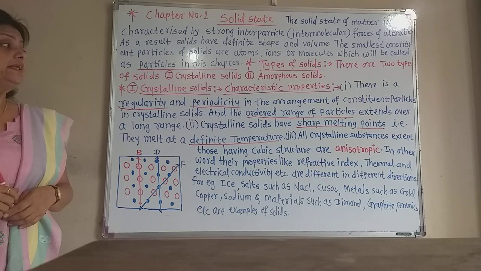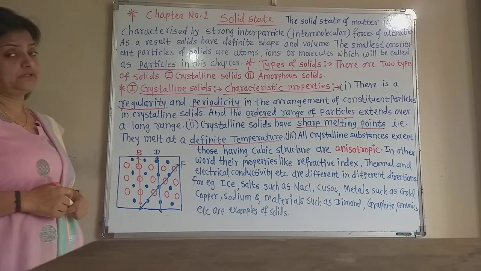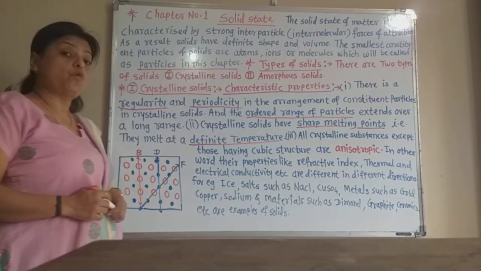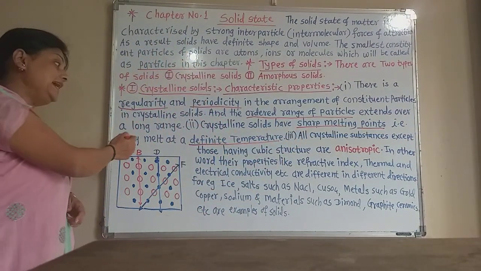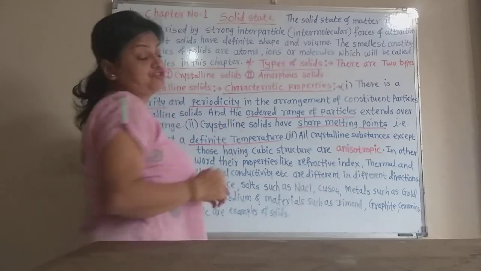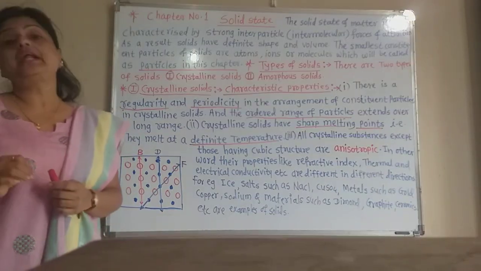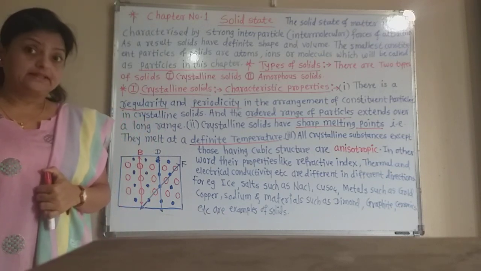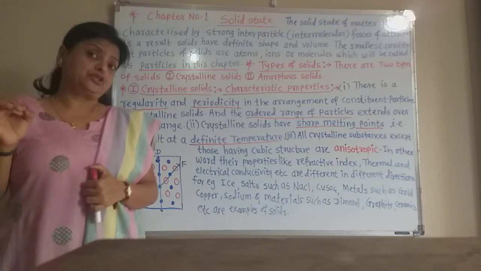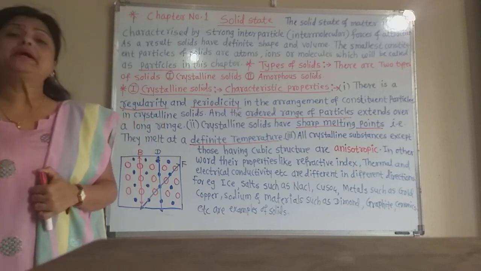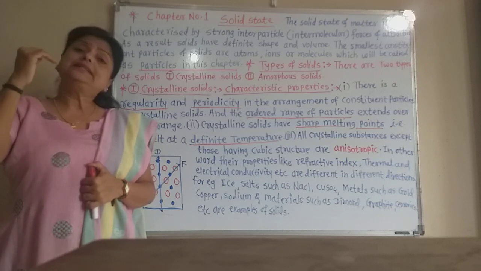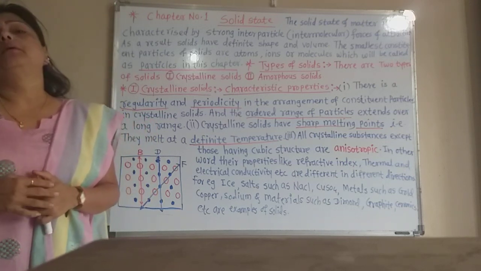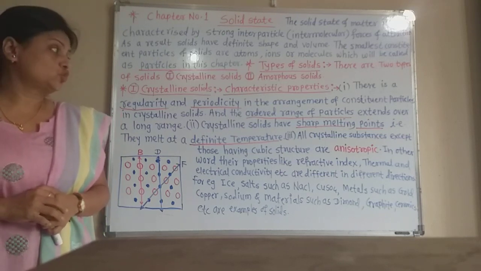Again, the second characteristic of crystalline solids is that they have sharp melting points. That is, they melt at a definite temperature. The melting points of crystalline solids are definite or fixed. Their melting points are sharp. But in the case of amorphous solids, they melt over a range of temperature. There are no sharp melting points for amorphous solids.